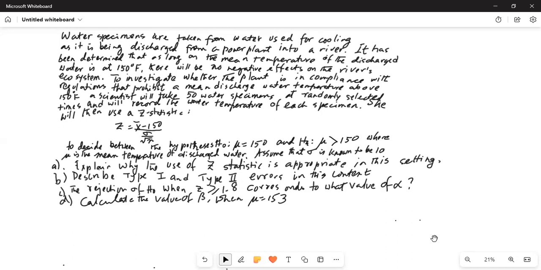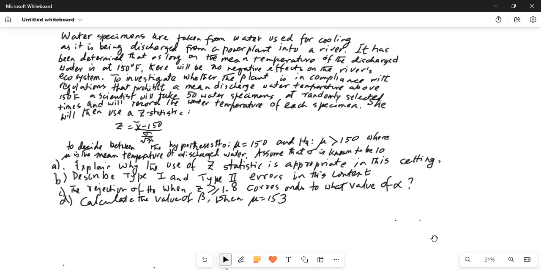Water specimens are taken from water used for cooling as it is being discharged from a power plant into a river. It has been determined that as long as the mean temperature of the discharged water is at most 150°F, there will be no negative effects on the river's ecosystem. To investigate whether the plant is in compliance with regulations that prohibit a mean discharge water temperature above 150°F, a scientist will take 50 water specimens at randomly selected times and will record the water temperature of each specimen.